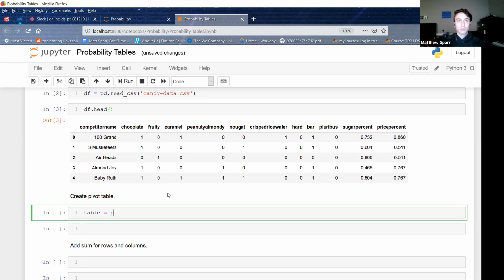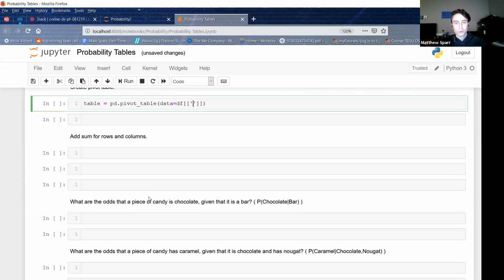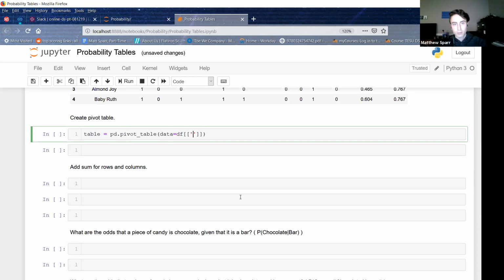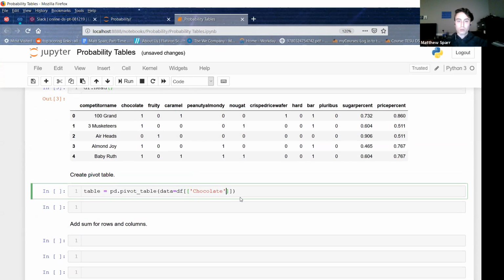So you can set a table equal to pd.pivot_table. And then the data we're going to pass in is going to be the data frame, but we only want to pass in the columns that we're interested in. So if you scroll down, the first question is going to deal with chocolate and bar. So we're going to want to just use those 2 columns here. So we can do chocolate, lowercase, and bar. And then for the columns, we'll do chocolate. And then we also have to pass in what we want the index to be, so what we want on the left-hand side of the table. And for that, we'll pass in bar.